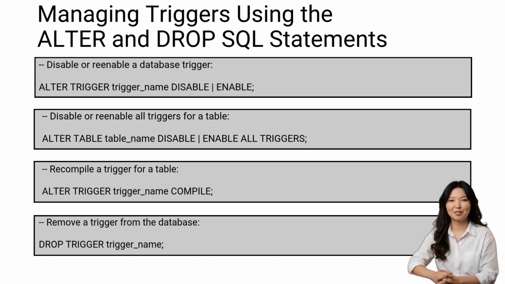If a trigger becomes invalid, you can use the compile option to recompile it and restore its functionality. Finally, if a trigger is no longer needed, it can be permanently removed using the drop trigger statement. Overall, these commands provide flexibility in controlling, maintaining, and managing triggers within the database.